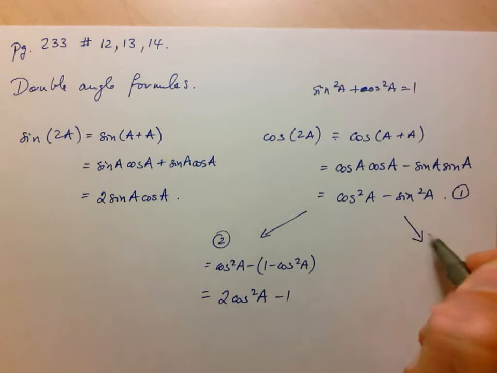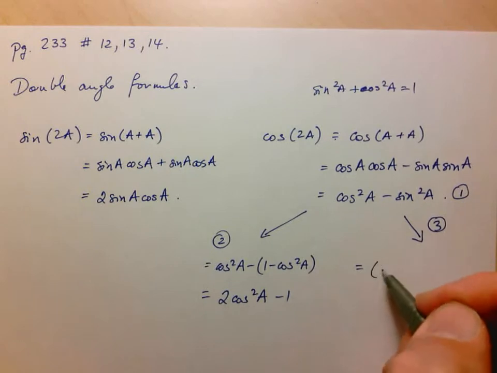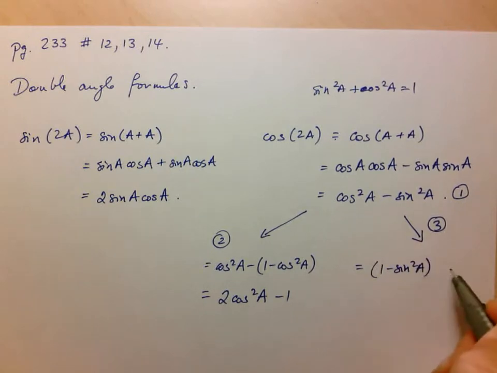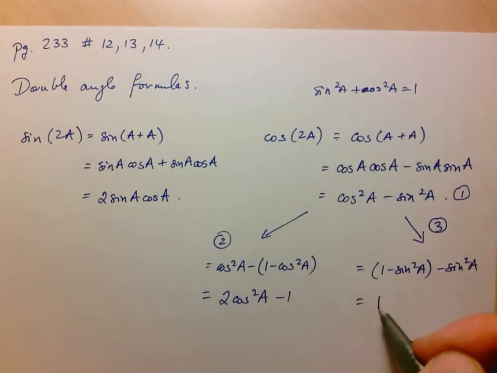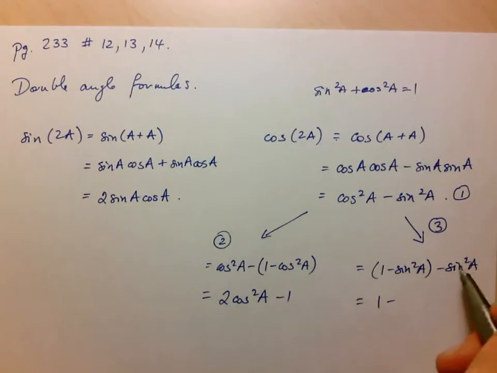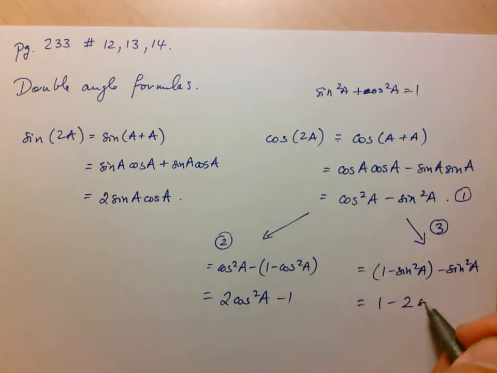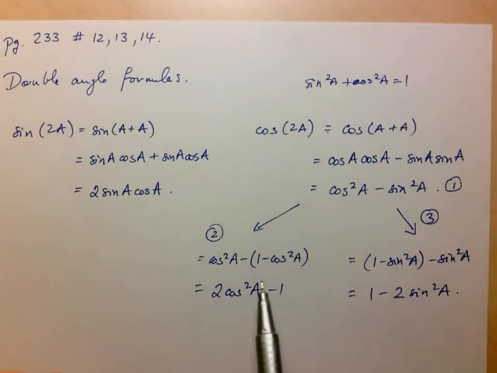My third version is very similar, except I'm going to replace cos squared by 1 minus sine squared A, minus that other sine squared A which is in the formula. Here we have 1 minus, because we have negative sine squared minus another sine squared, so this is minus 2 sine squared A. What's nice about these 2 formulas is you have an expression only including cosine here, and only sine there. We're actually going to see that this is going to turn out to be useful for us very soon.